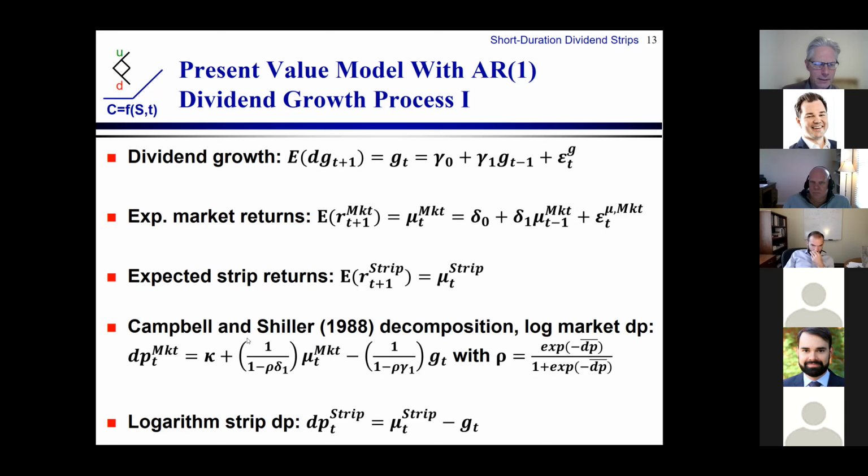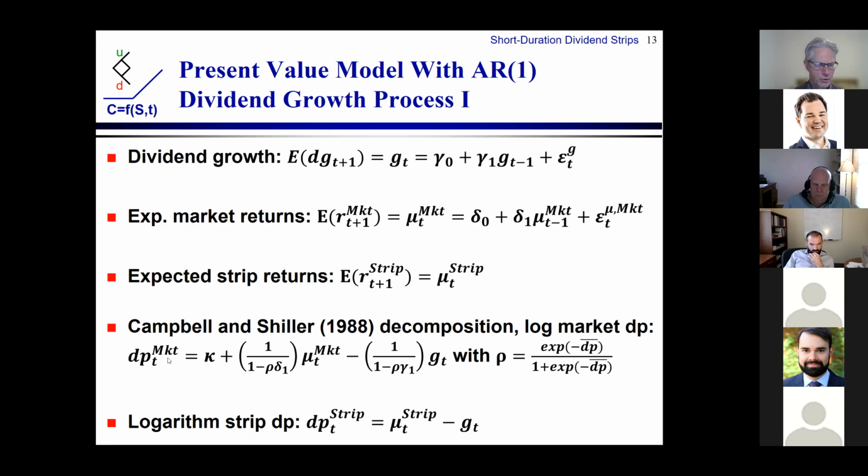One can then use the Campbell-Shiller 1988 decomposition and work out the two log dividend price ratios, the log market dividend price ratio, and down here, the log strip dividend price ratio. I don't want to go into the detail and the exact coefficients here, but I want to highlight what the moving parts are in all this.